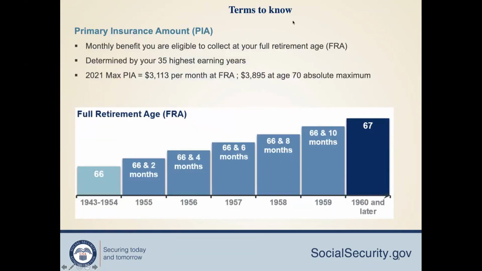Okay, so there are some terms to know. There are two things I'll be using quite frequently. One is FRA, which is full retirement age. Full retirement age depends on when you are born. If you are born between 43 and 54, it is 66, and then it goes up by 2 months for every year. If it is 1960 or later, it is 67. I think most of the people in this group are in the 67 category. That's what I have assumed in all my calculations.